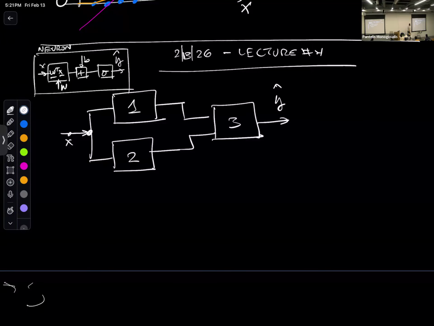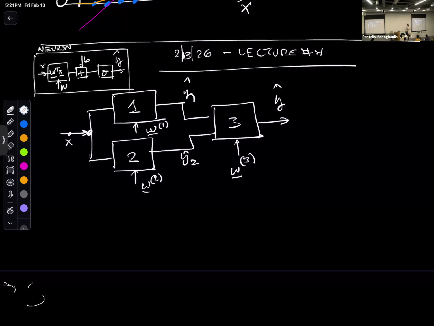So here we have three neurons. Two neurons are crossing the x. And the outputs of these neurons, which I will call y hat 1 and y hat 2, are entering a third neuron that combines them, uses them both. And each of these neurons is going to be associated with a set of parameters.